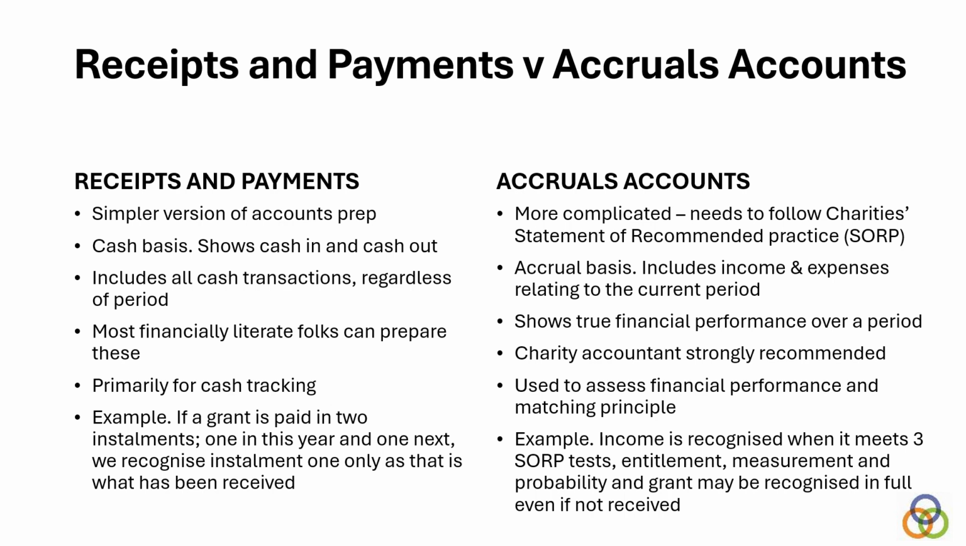A simple example of the charity SORP is the income recognition test. We don't recognise income simply when it's hit the bank, as we do in a receipts and payments account. What we do is recognise the income when it satisfies 3 tests: entitlement, measurement and probability. And that often means that a grant can be recognised in full even if it hasn't been received yet.